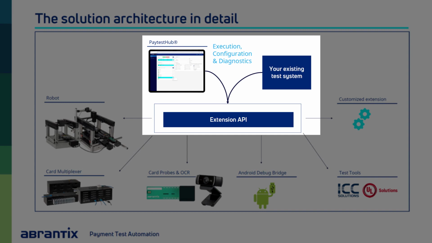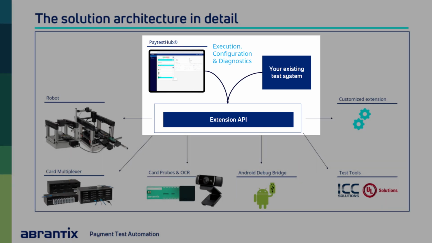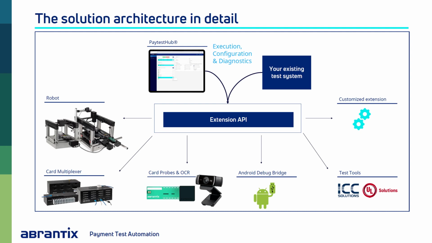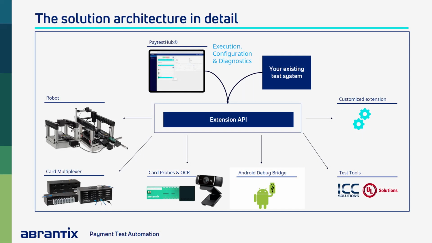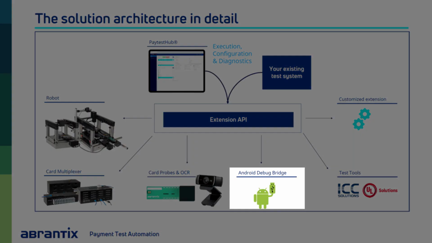Paytest Hub comes with an API, so you can plug it into your existing system. What else haven't we covered? It comes with an OCR module, so it can read your receipts and check the text. And you can interact with Android ADB, so it can test elements that your terminals push to the logs.